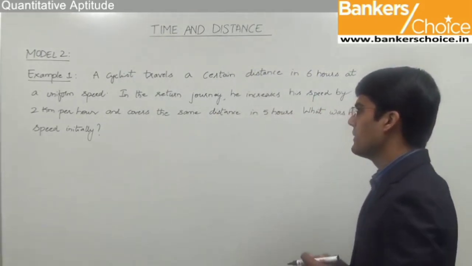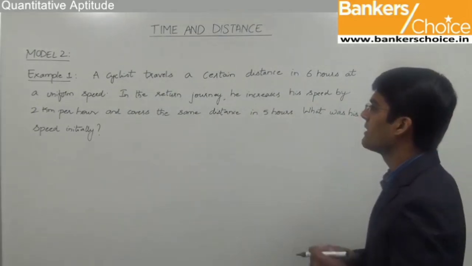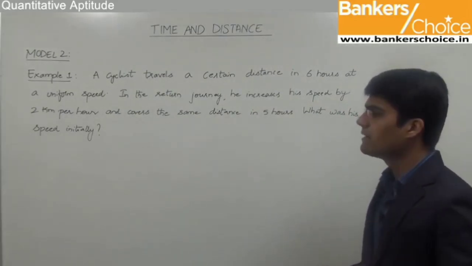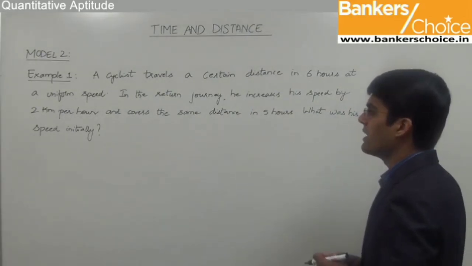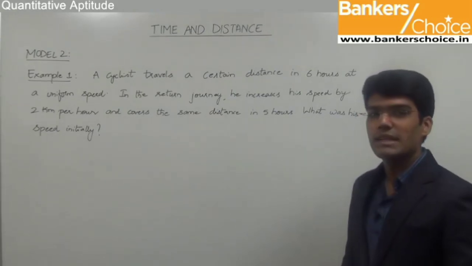A cyclist travels a certain distance in 6 hours at a uniform speed. In the return journey, he increases his speed by 2 kilometers per hour and covers the same distance in 5 hours. What was his speed initially?